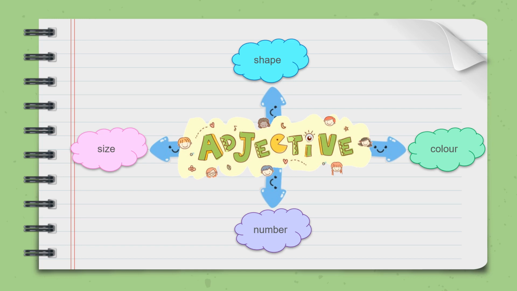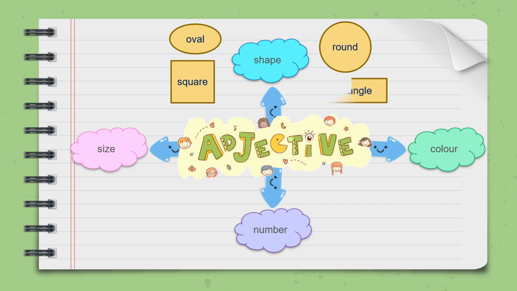Let's look at some examples for shape. Round, oval, square, and rectangle. What are the shapes you can think of? We have triangle. What else? Rhombus, star shape, and so many more.